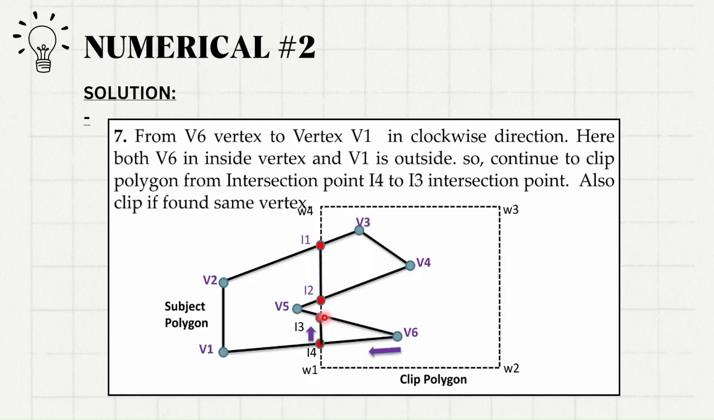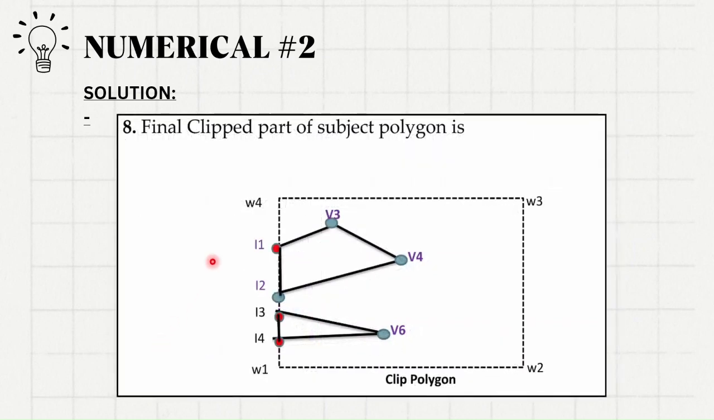In the end, three vertices, V1, V2, and V5, are completely eliminated, and we get a clipped polygon. And we also don't get an extra side or edge, okay, which we would have obtained with the earlier Sutherland-Hodgman algorithm. This is the end of the Weiler-Atherton algorithm.